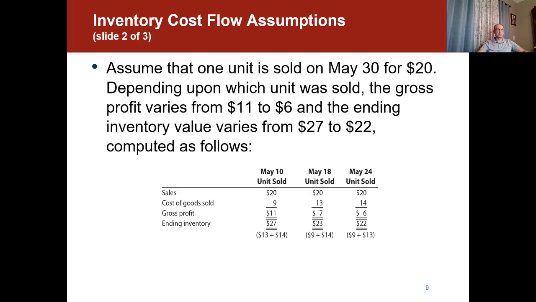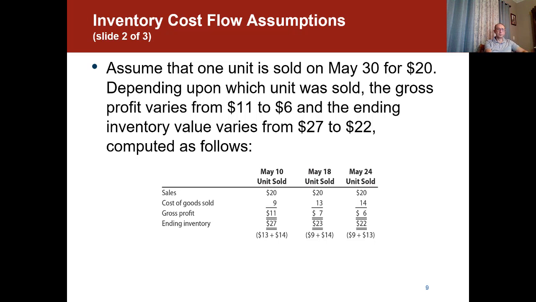So assume that one unit was sold on May 30th for $20. So the selling price was $20. Depending upon which unit was sold, the gross profit varies from $11 to $6, and the ending inventory value varies from 27 to 22. So let's try to explain that.